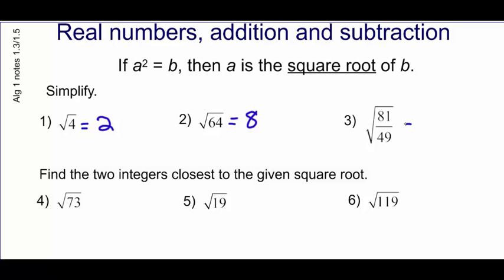All right, on number 3, this one's a little different because we have the fraction. So we're going to actually treat it as two separate problems. One of them being the numerator, square root of 81. The other, the denominator, square root of 49. We're going to, again, treat these as two separate problems. We know the square root of 81 is 9, and we know the square root of 49 is 7. So 9/7 is your answer.